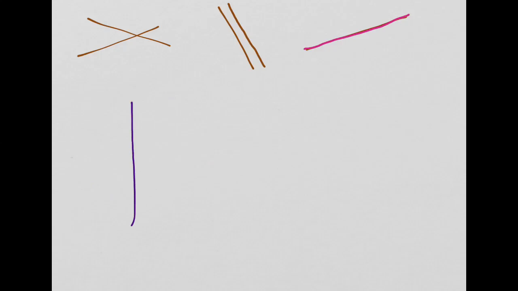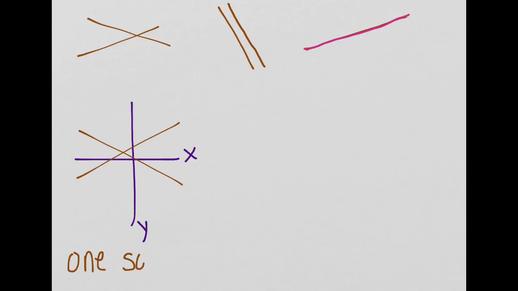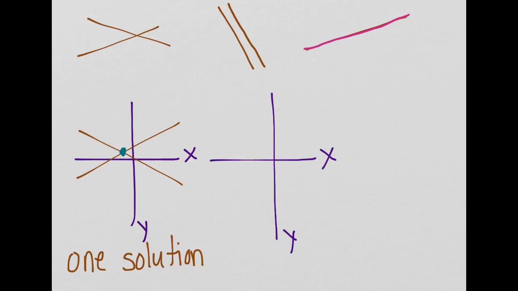If I were to actually draw some lines on a coordinate system with an x and a y axis, I could draw, again, two lines that intersect, and they could cross in one place, and we call that having one solution, because the solution is the point where the two lines cross. And this particular system of equations has one point right there where these two lines cross, so it has one solution.